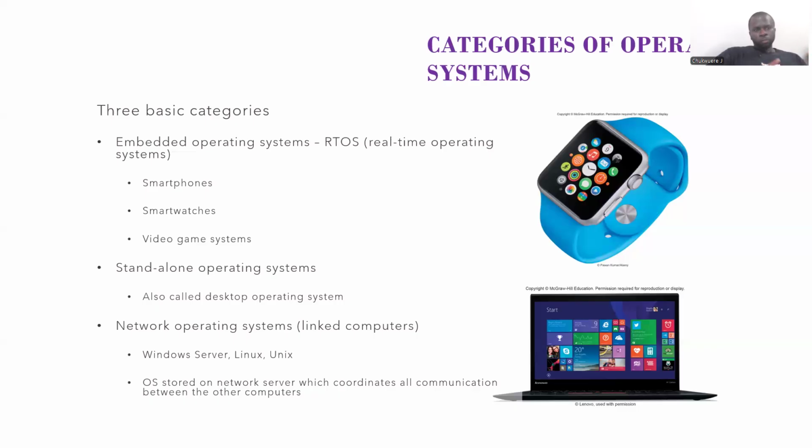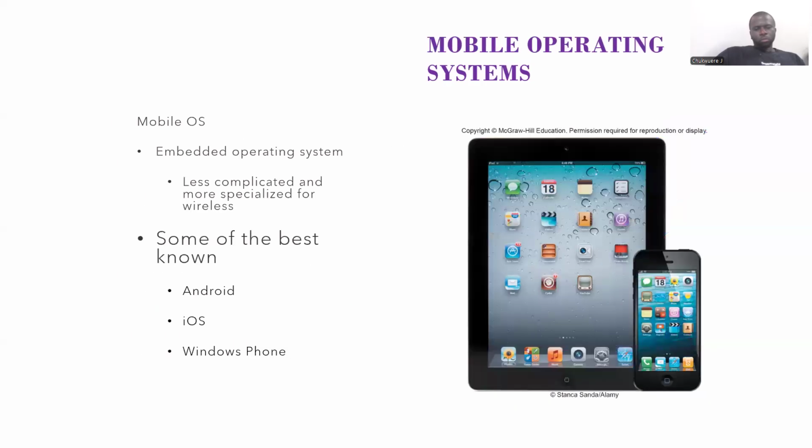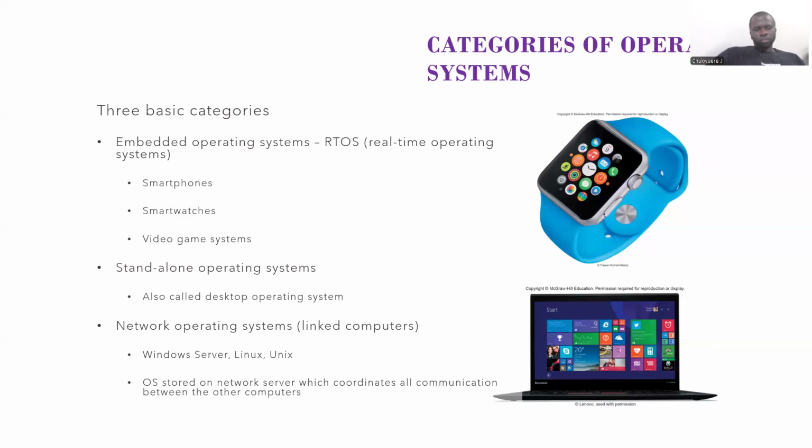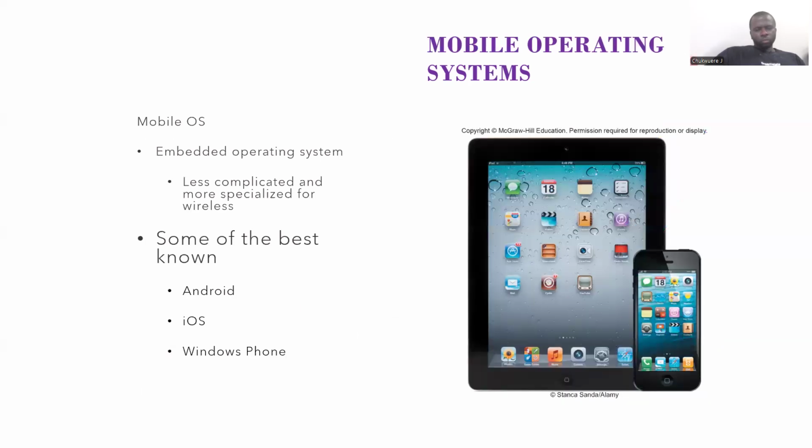Your internet server, your computer. So this operating system enables your computer to get access to the internet. So these are the three commonly used basic categories.